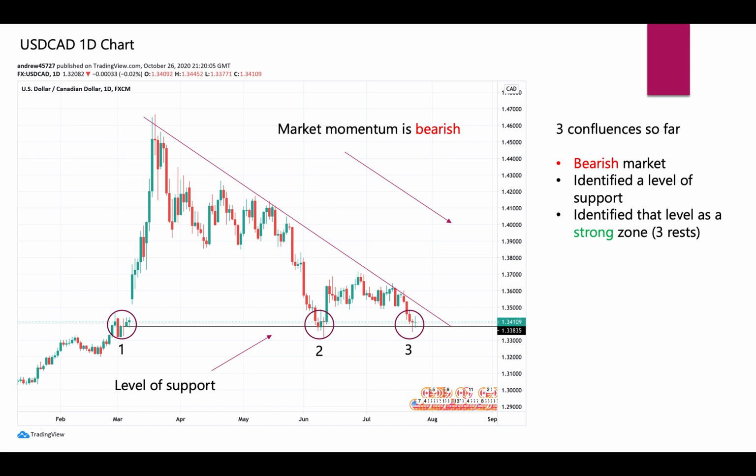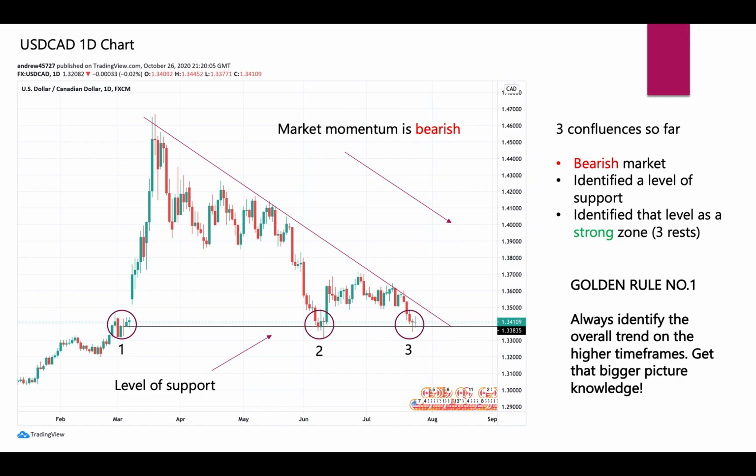We've got a bearish market. We've identified a level of support, and we've also identified that level of support as a strong zone. So golden rule number one, guys. Regardless of whether you're doing this strategy, you should be doing this anyway with any strategy you do: always identify the overall trend on the higher time frames. Get that bigger picture knowledge.